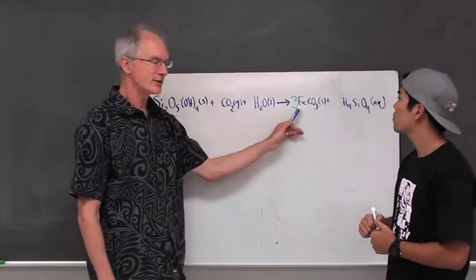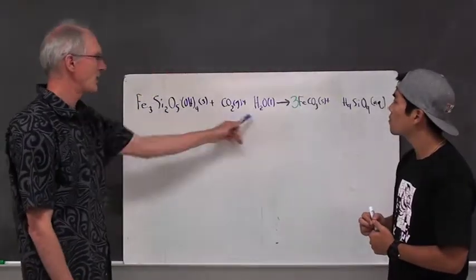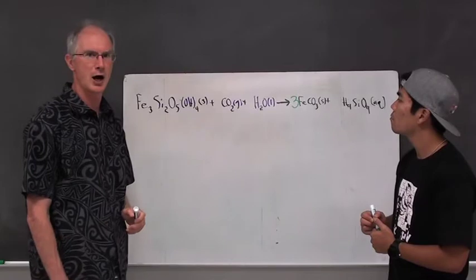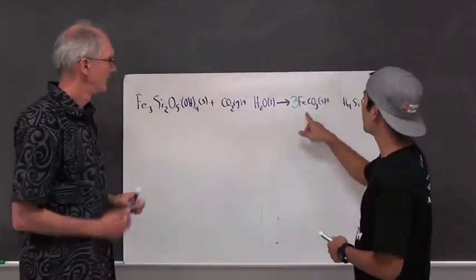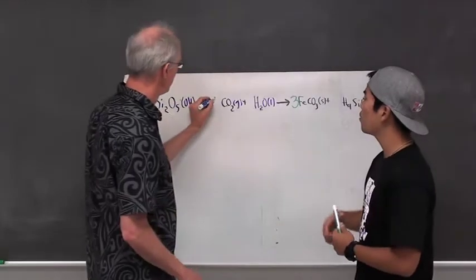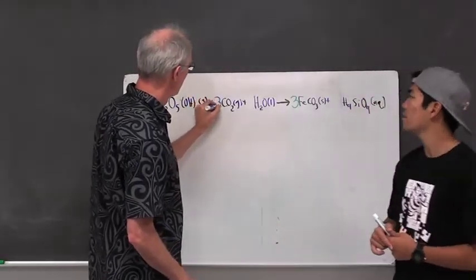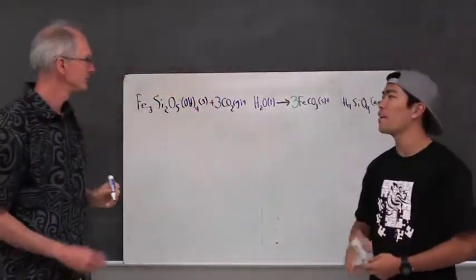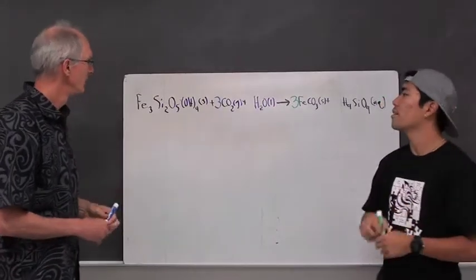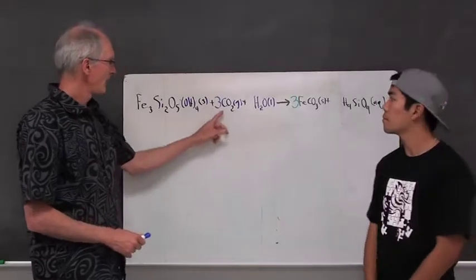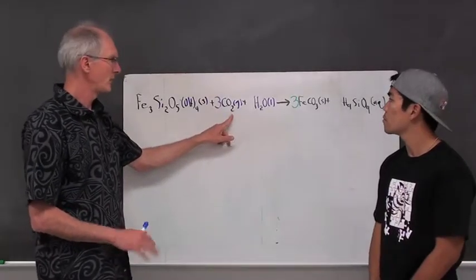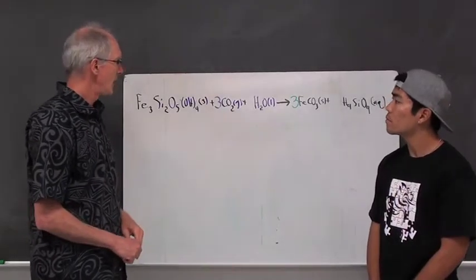Carbon only appears once over here, it only appears once here, so now I can balance the carbon. So let's do carbon. Go back over here. We have 3 carbons here, and you have only 1 carbon over there. So I better put a 3 there as well. Alright, now we're equal. Okay, so I balanced the iron and the carbon.